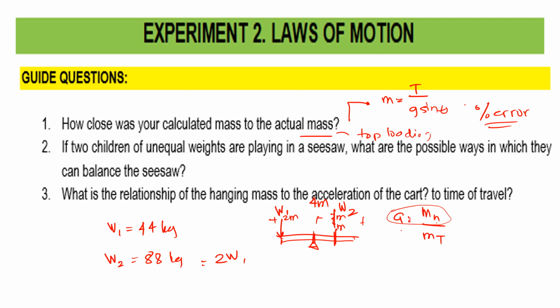How about hanging mass to time of travel? We can also compute acceleration using the first formula, 2x over t squared. Again, this is the hanging mass, and then we have here the time. So they are inversely proportional. The heavier the mass, the shorter the time. So these are the answers for experiment number 2. Now let us proceed with the last experiment.